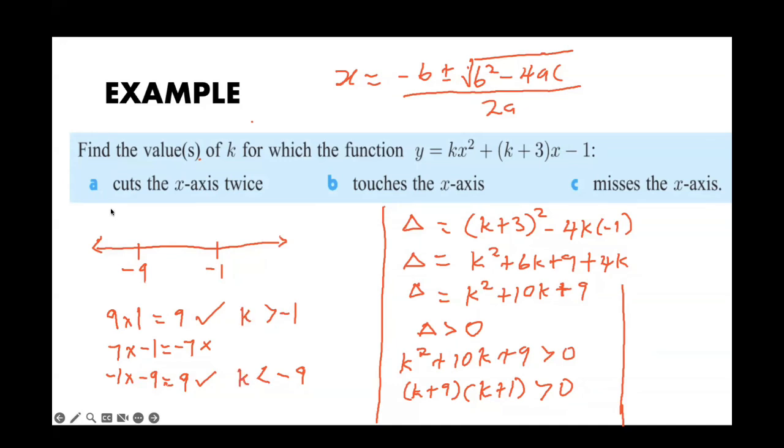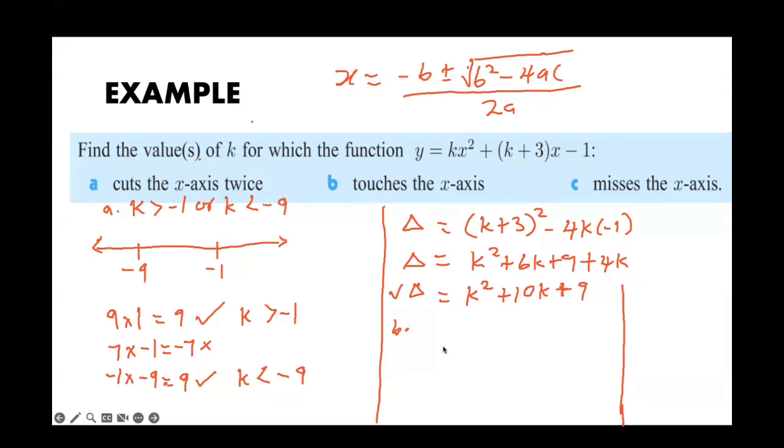So it means that for a, the set of values of k for which the function cuts the x-axis twice are k greater than -1 or k less than -9. Since it is the same quadratic function, I'm not going to start all over.